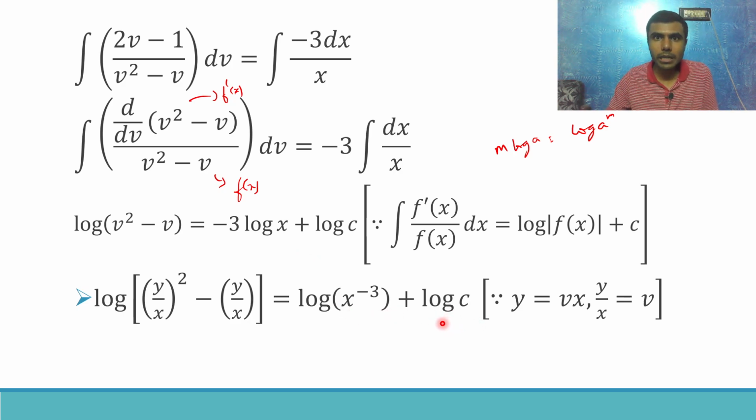Again, there is another property in logarithms which states that log a plus log b is log ab. That means log of x power minus 3 plus log c is nothing but log of c into x power minus 3. These two would get multiplied, c and x power minus 3.